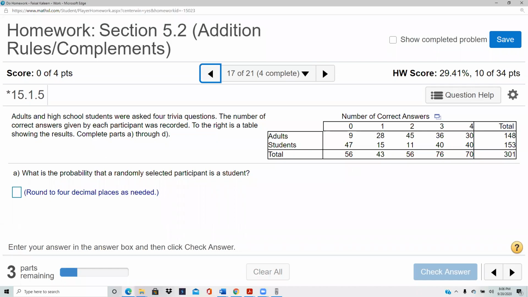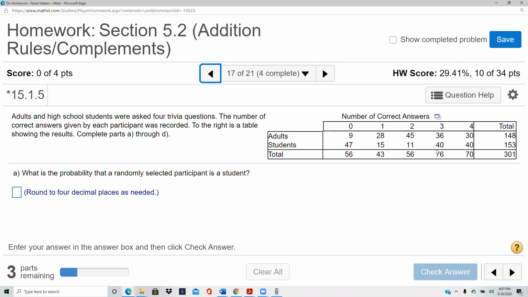Adults and high school students were asked 4 trivia questions. The number of correct answers given by each was recorded. To the right is a table showing results. What's the probability that a randomly selected participant is a student?